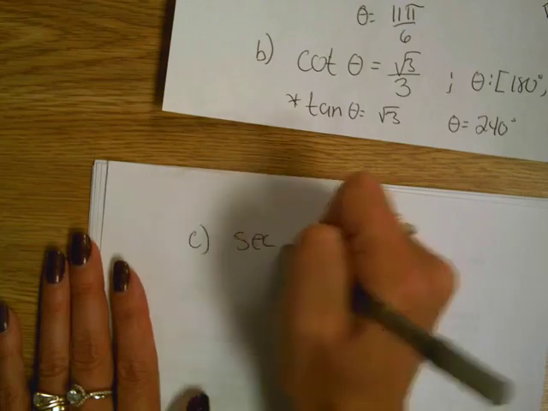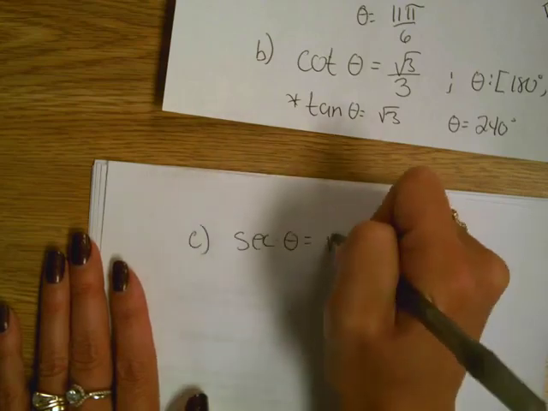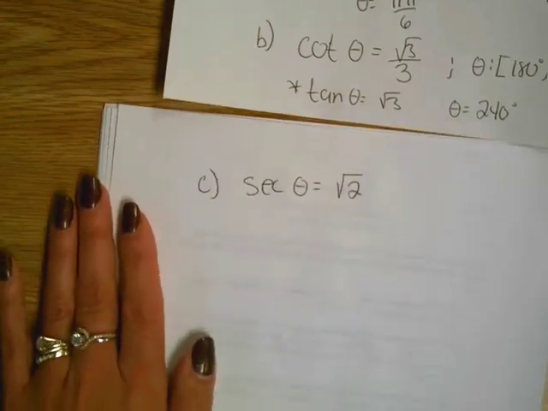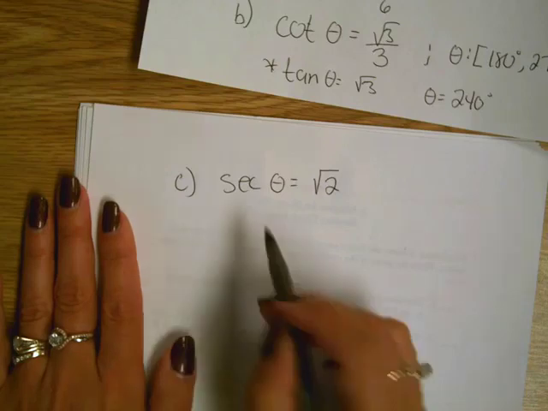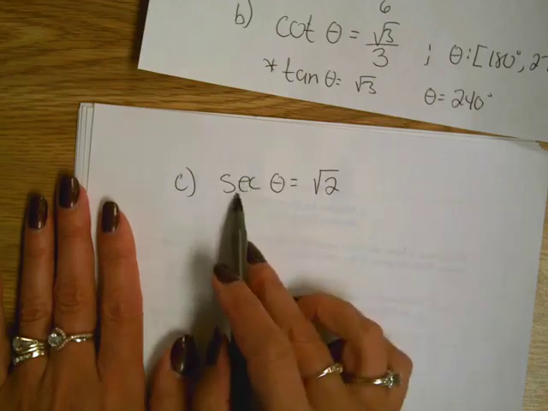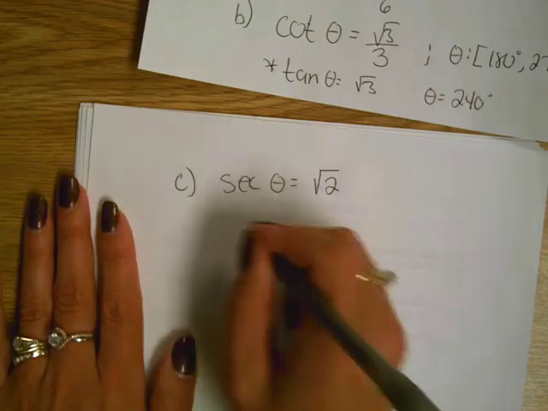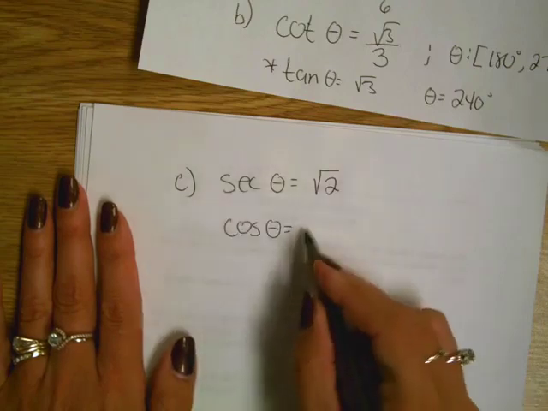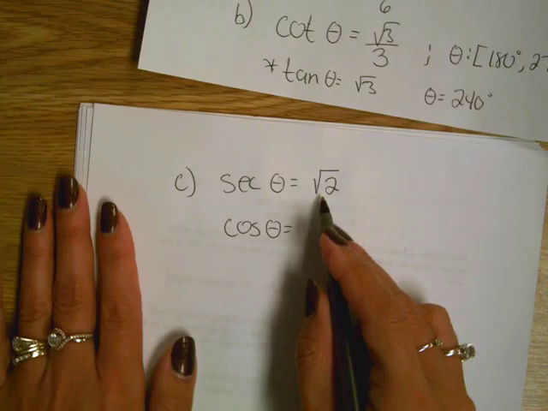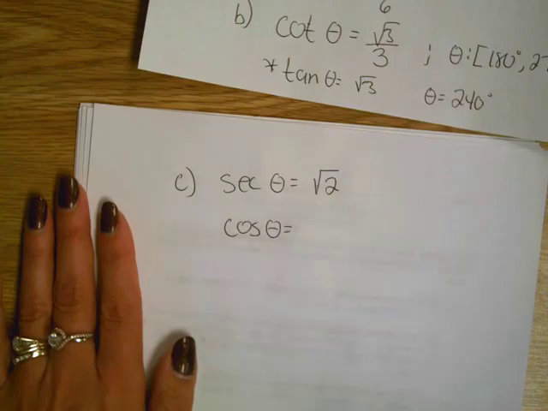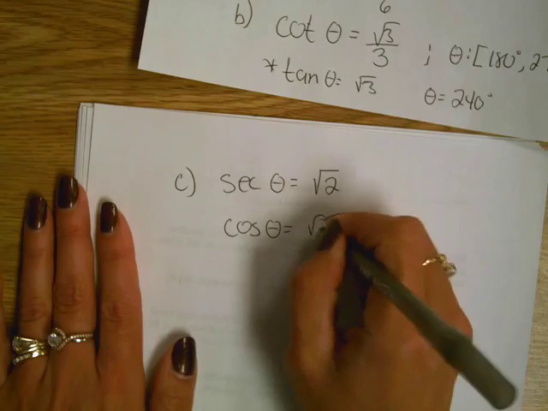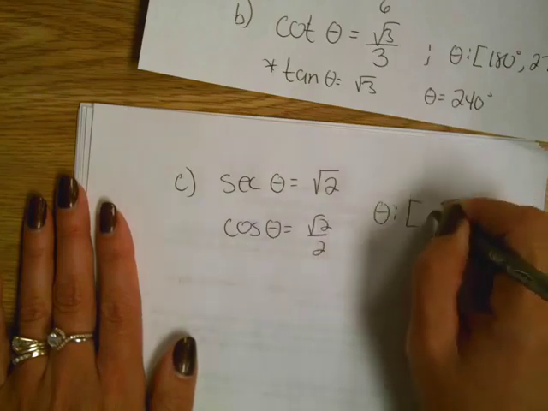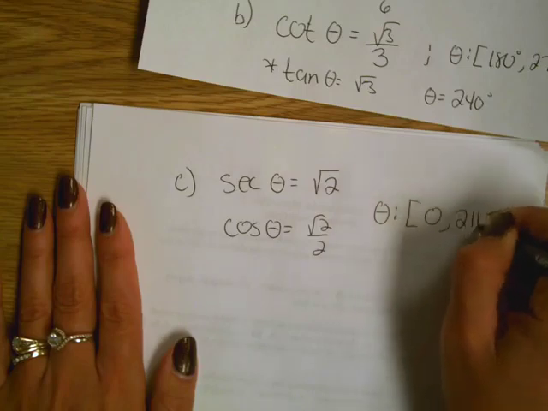I want the secant of some angle to equal square root of 2. So what function are we going to look up if it's secant? Cosine. What is the cosine ratio going to have to be? Not square root of 2, but square root of 2 over 2. You're getting used to flipping that over in your head and seeing it. And this time I want the theta to be between 0 and 2 pi.